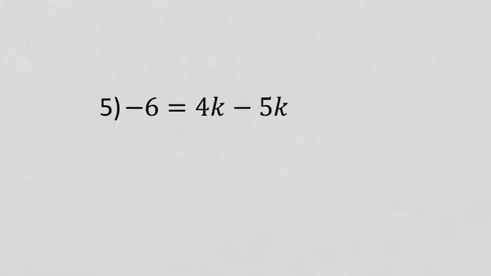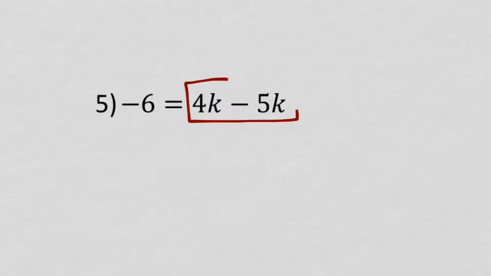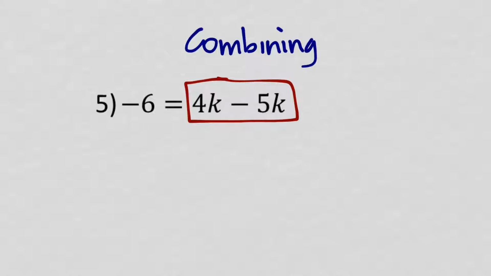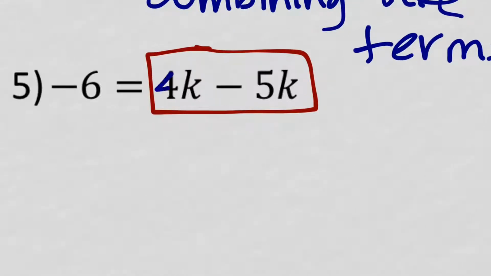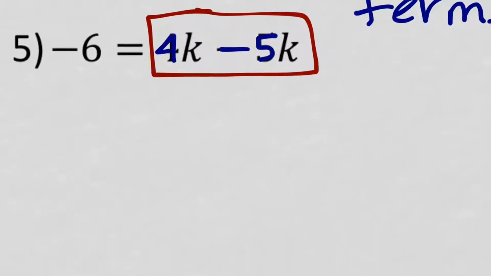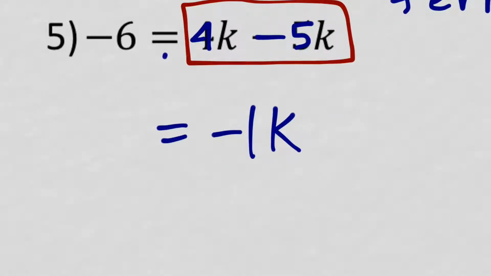Number 5 is over here. In question 5, on the right-hand side of your equal sign, you're going to notice that both of these have a k. So that means I can combine them. These are combining like terms because they're on the same side of the equation, aka equal sign. So 4 minus 5 is negative 1, and I rewrite the variable k. Equal to, so I bring this down, negative 6.